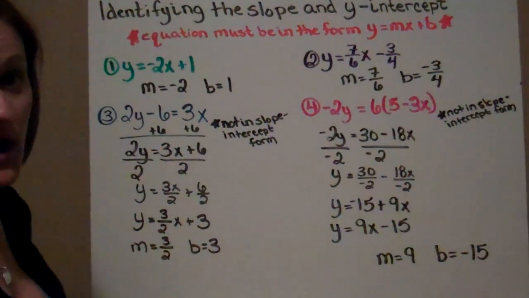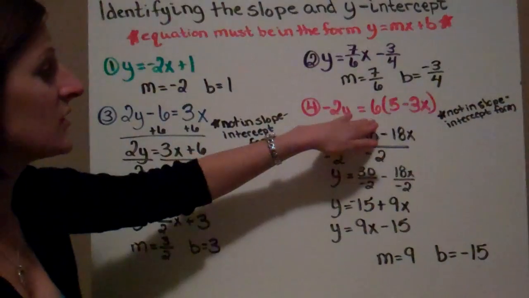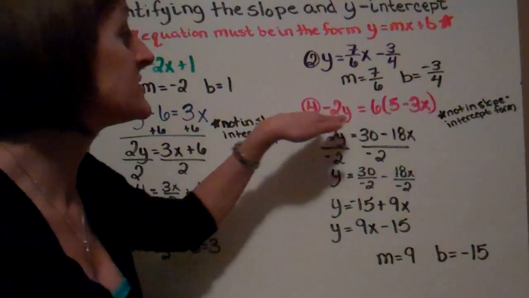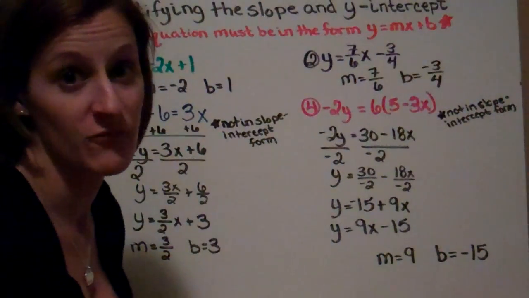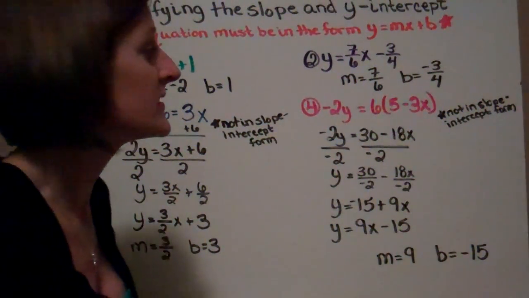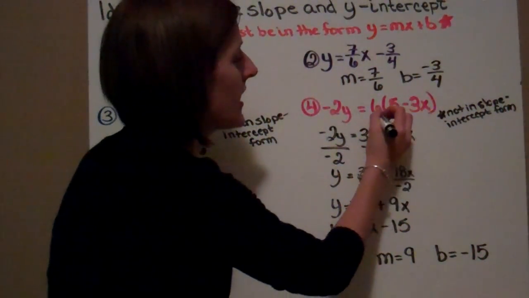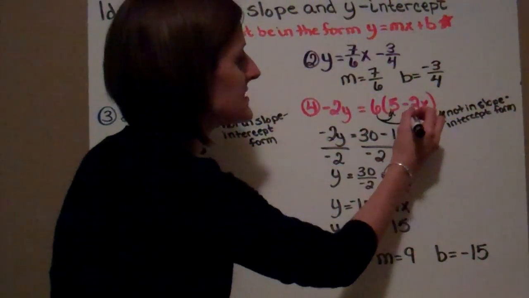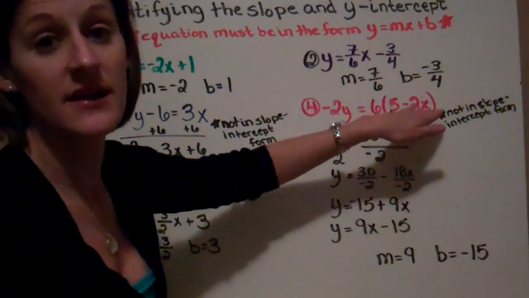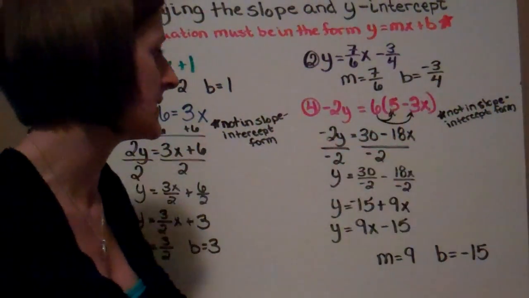So that's my y-intercept. This fourth problem, negative 2y equals 6 times the quantity of 5 minus 3x. Notice this is not in slope-intercept form as well. So I first need to do that. I'm going to distribute this 6 right here. I'm going to do 6 times 5, and then 6 times negative 3x. 6 times 5 is 30. 6 times negative 3x is a negative 18x. That's why I did minus 18.